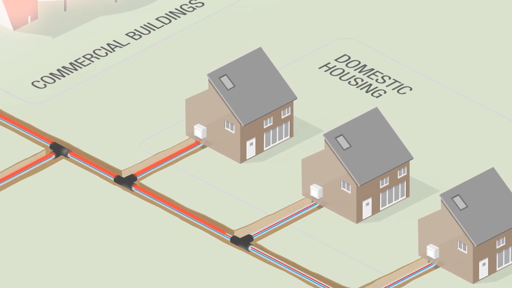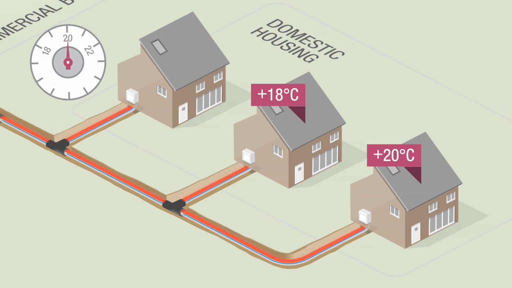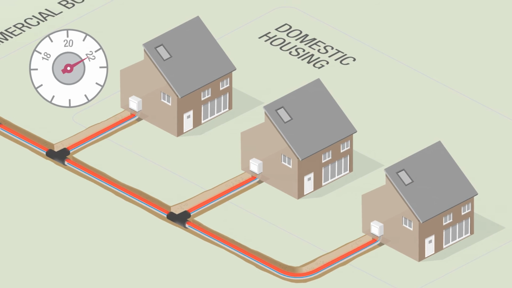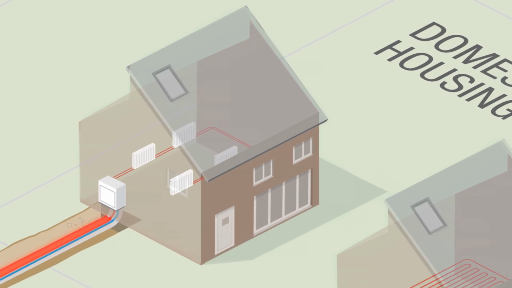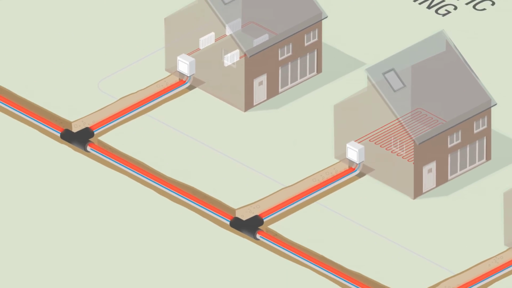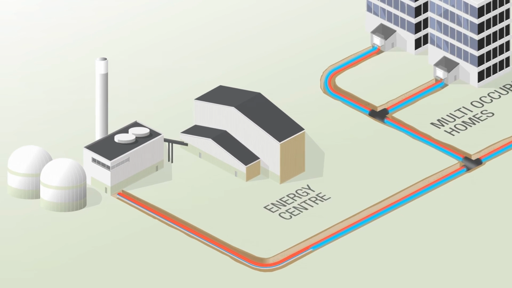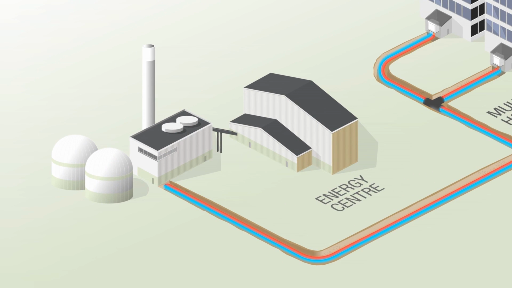This provides the same individual heating and hot water control as a traditional boiler. Each house still has the ability to individually control their own temperature requirements. The heat energy from the district heating network provides the building's heating via either radiators or underfloor heating. The cooled water then goes back to the central boiler to be reheated and circulated again.